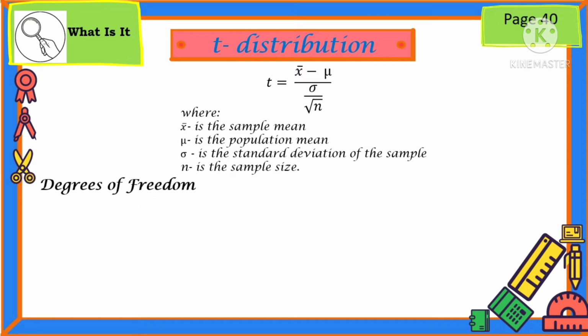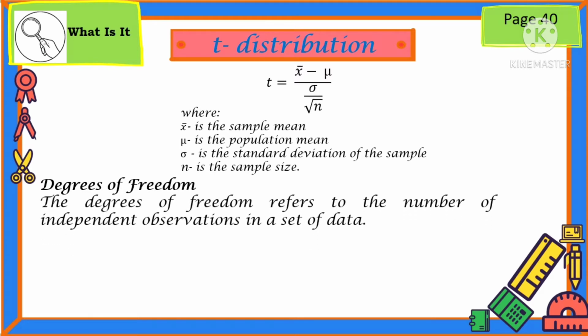We have here also the degrees of freedom. The degrees of freedom refers to the number of independent observations in a set of data. It has a formula df equals n minus 1. Example, if we have the sample size which is 16, df equals 16 minus 1, that is equal to 15.